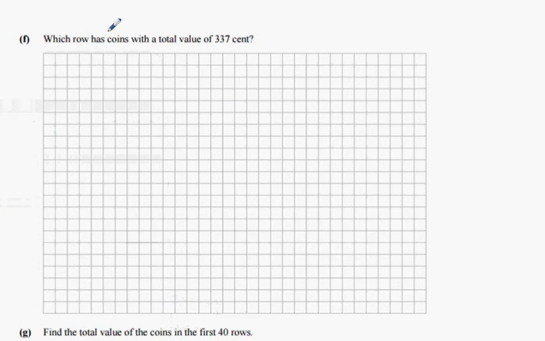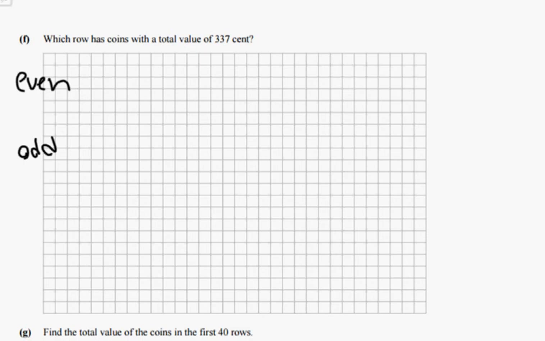Next one. Which row has coins with a total value of 337? This is a difficult one. Can anybody tell me? This is a very difficult one, okay? Because we don't know if it's even or odd. We don't know if it's an odd row or an even row. Now, there's a way to do this, okay?